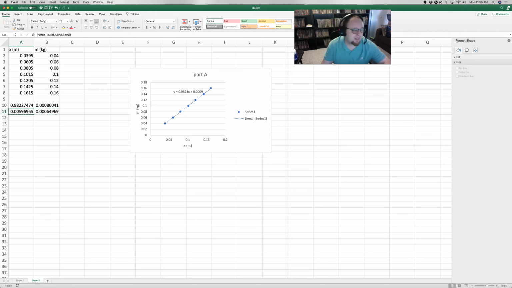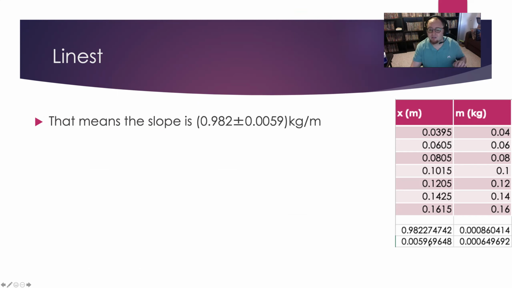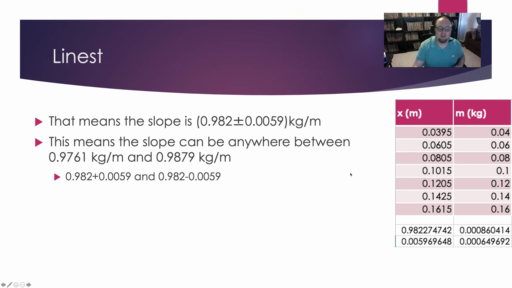Now, what that means is that if that's the uncertainty in slope, the slope of your graph isn't just 0.982. It's 0.982 plus or minus 0.0059. I kind of rounded wrong, but that's just because I wanted to not have zeros. Because that right there is the uncertainty. That gives the slope a range of values, anywhere from 0.982 plus 0.0059 to 0.982 minus 0.0059.